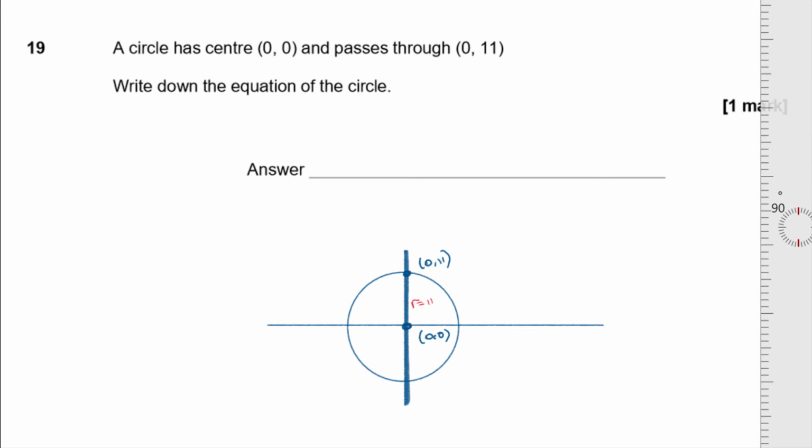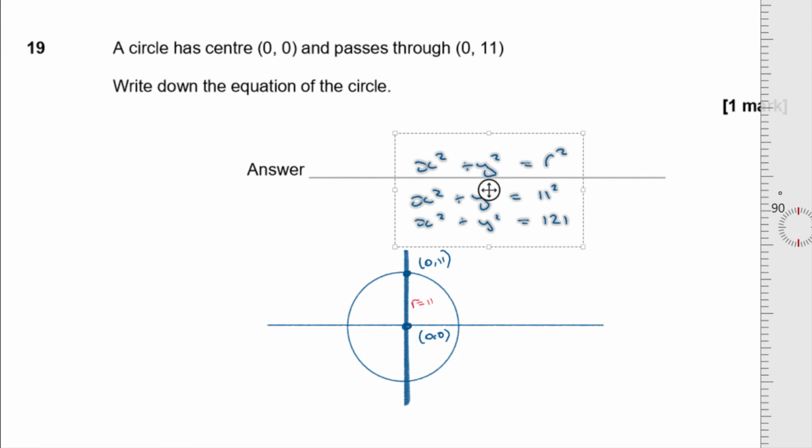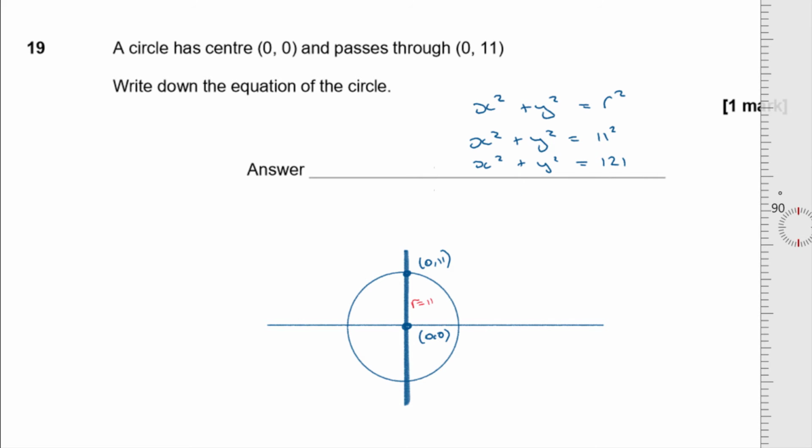And I know that the equation of any circle that passes through the origin has the form x squared plus y squared equals r squared, and we've just worked out the radius is 11. So x squared plus y squared is equal to 11 squared. In other words, x squared plus y squared equals 121. I guess I should have written the answer on the answer line, so using a little bit of cheatery, let me just do that. Okay, so there we go. x squared plus y squared equals 121.